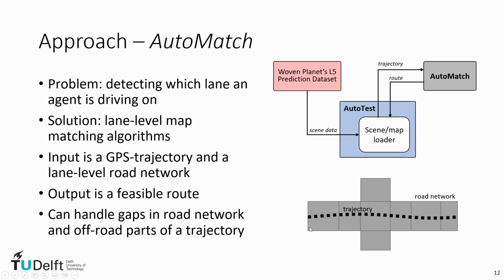What it's also able to do is deal with trajectories, or parts of the trajectory, that go off-road. This is also typically something that can cause a problem. If you go off-road, you don't know what lane you're driving on, and the map matching algorithm won't work. But AutoMatch will be able to detect this, and will still accurately find the corresponding route.